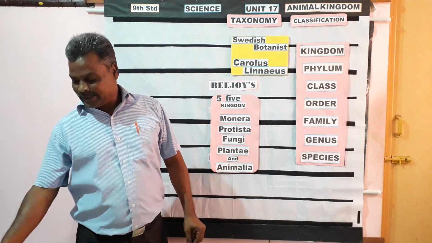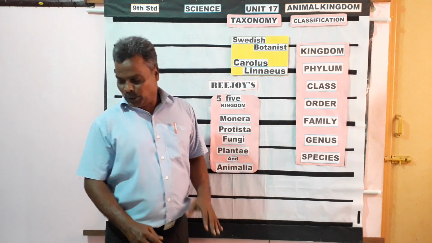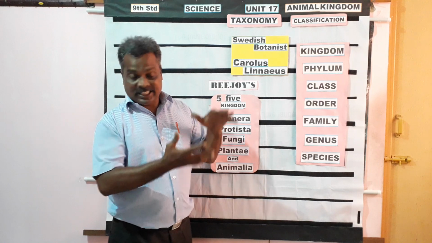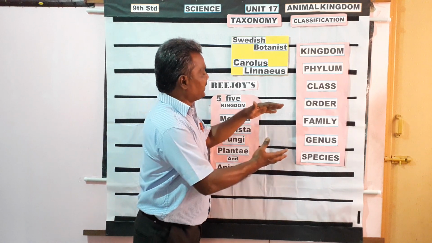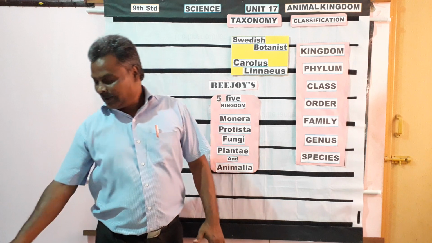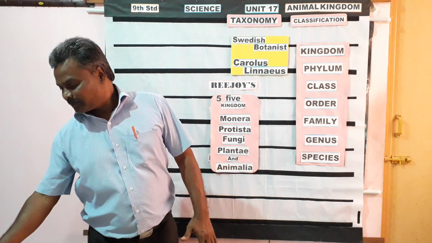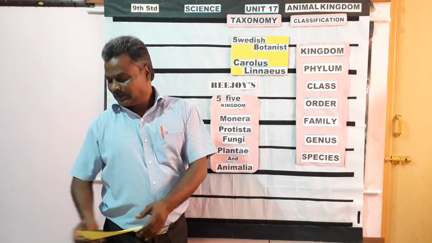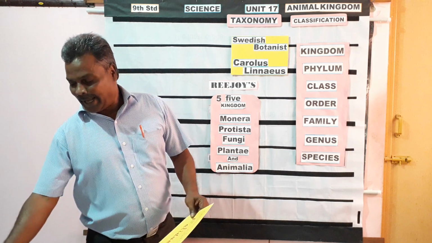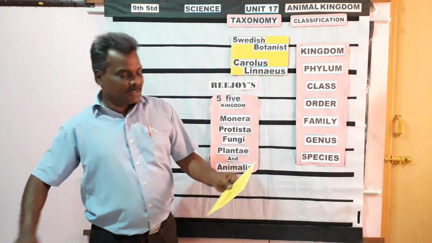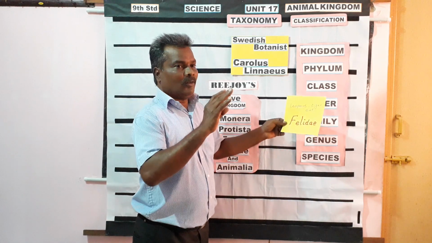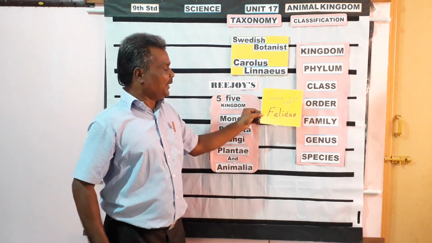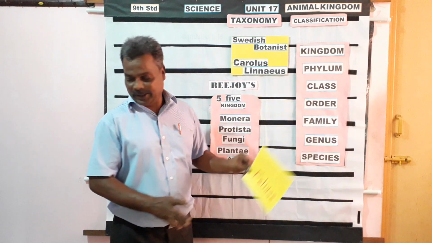Okay. Next, family. A group with several common characters makes a family. For example, leopard, tiger, and cat. These all make a big cat family called Felidae. Felidae is a big cat family.